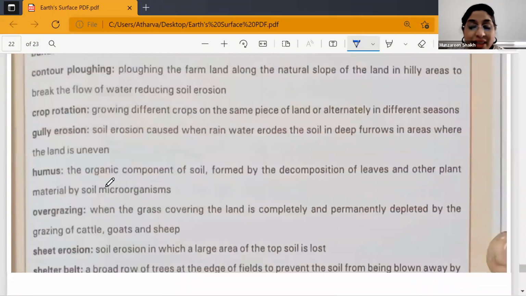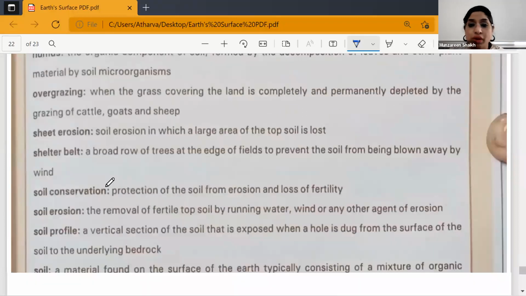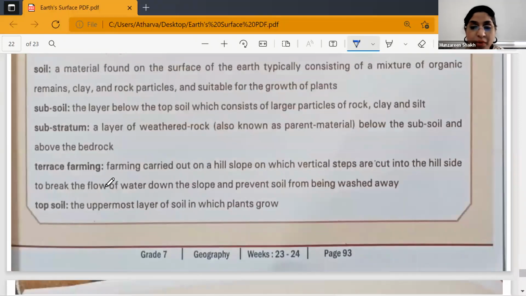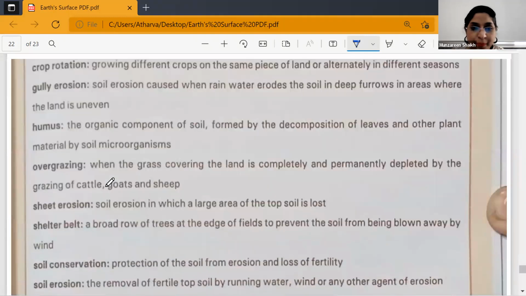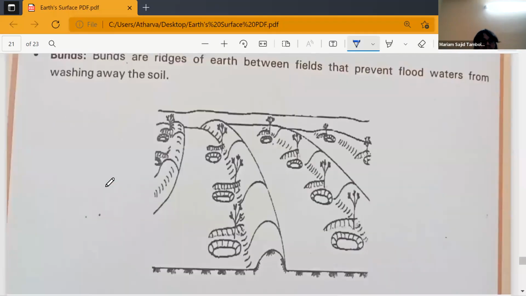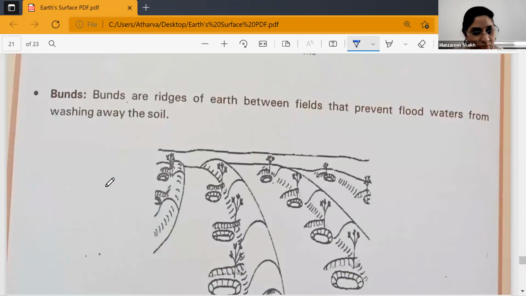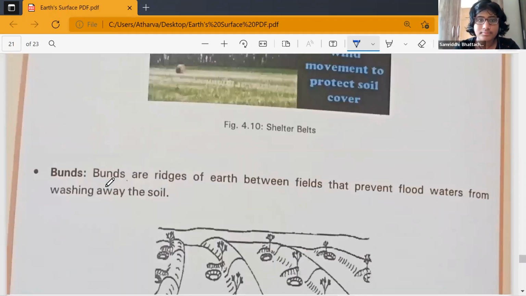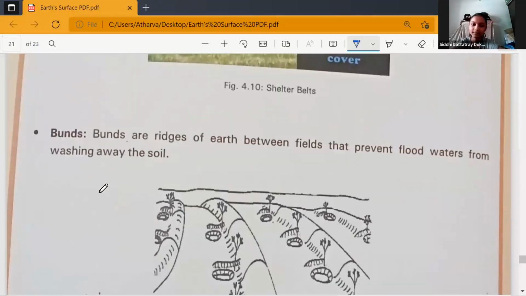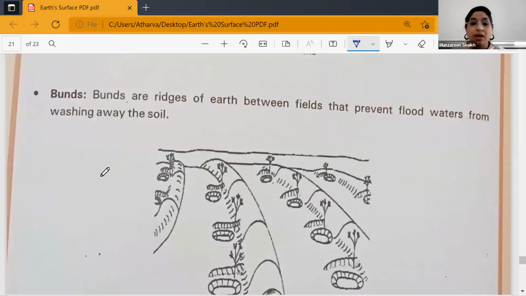So these are all the methods of soil conservation. How many are there in total? Let's revise quickly. Number one, afforestation. Very good. Number two, crop rotation. Number three, controlling overgrazing. Very good. Number four, contour plowing. Number five, terrace farming. Number six, shelter belts. And number seven, bunds. Please remember this particular answer along with the headings.